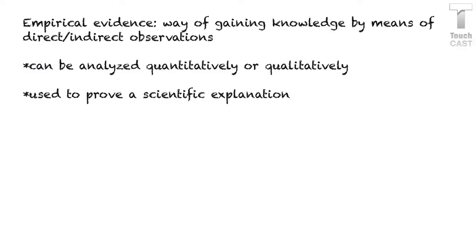Wagner used something called empirical evidence, or a way of gaining knowledge by means of direct or indirect observations. Wagner made some direct observations by being up in hot air balloons and looking straight down, and at the same time he used maps and he used other people's observations together. Empirical evidence can be analyzed quantitatively, so dealing with numbers, or qualitatively, dealing with description. And we use empirical evidence to prove a scientific explanation.